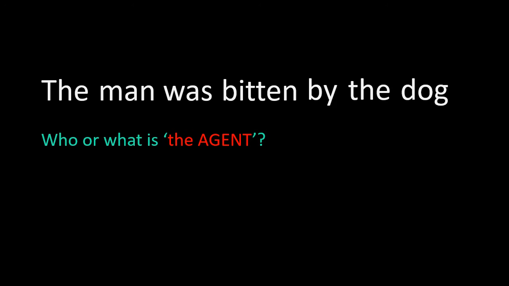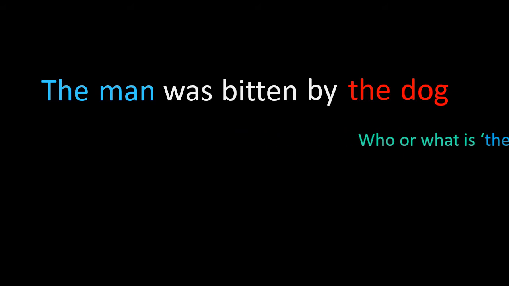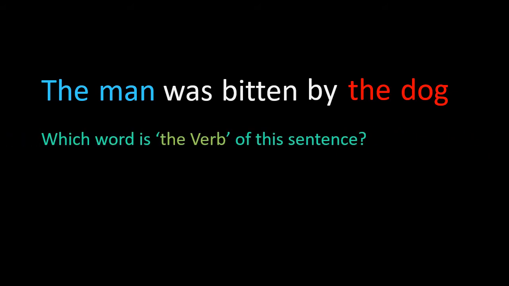Who or what is the agent? The person or the thing that did the action? Well, it was the dog. The dog was the thing that did the biting. Who or what is the subject of this passive sentence? Well, this passive sentence is about the man. So which word is the verb? Well, it's the passive verb was bitten.